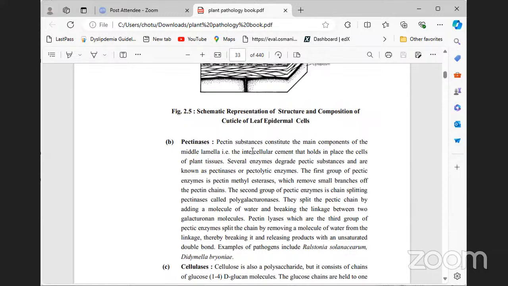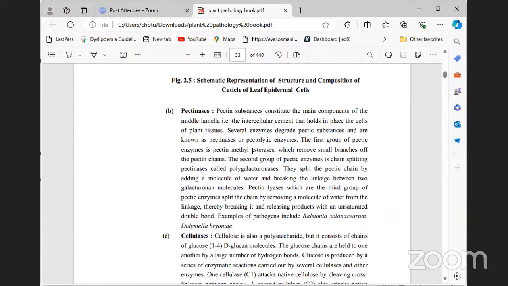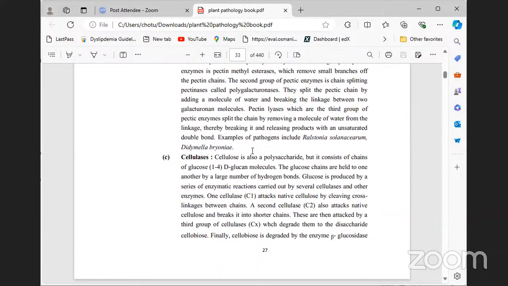Pectin lyases, which are the third group of pectic enzymes, split the chain by removing a molecule of water from the linkage, thereby breaking it and releasing products which have an unsaturated double bond. Example pathogens include Ralstonia, Sclerotium, Didymella, and Erwinia. These are the pectinase examples.